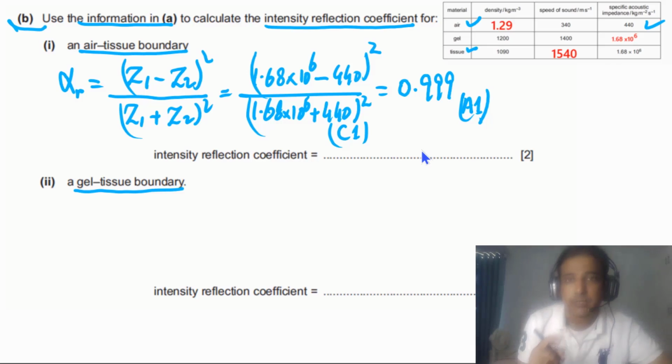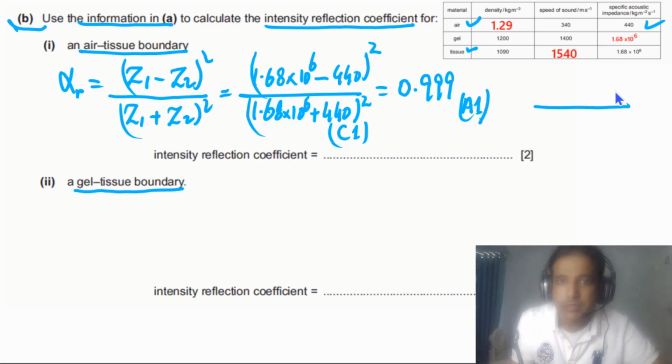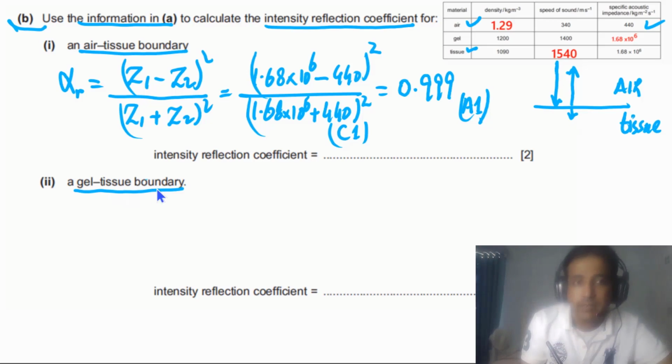And so in this case, if the ultrasound is traveling from air, let me draw here. So let's say this is the air, and here we have the tissue. In this case, ultrasound coming here, most of the ultrasound will be reflected back, most, and very little will enter the tissue. So this is the meaning of 0.999.